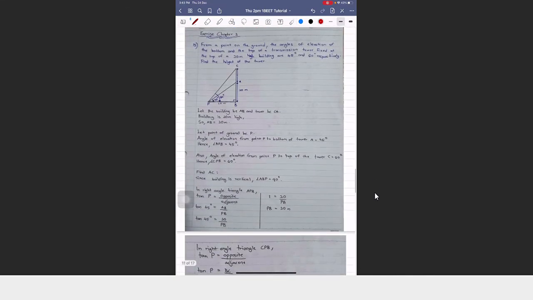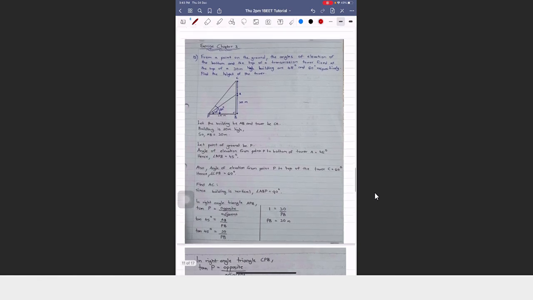Okay, so this is 15 from Loga Puritan. From a point on the ground, the angles of elevation of the bottom and the top of a transmission tower fixed at the top of a 20-meter high building are 45 degrees and 60 degrees respectively. Find the height of the tower.